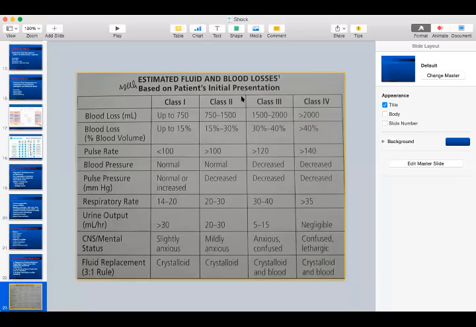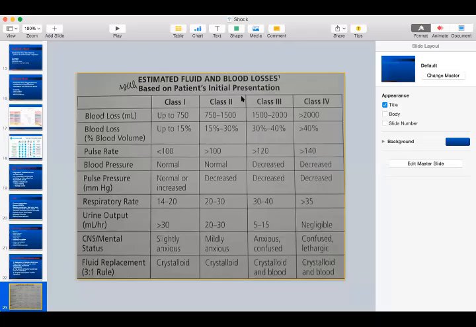Class 2, we're looking at blood loss of around 750 to 1500 ml. The percentage comes out to be around 15 to 30%. The pulse rate is going to be more than 100. Blood pressure will still be normal. Pulse pressure will be decreased. Respiratory rate slightly increased now, 20 to 30. Urine output is decreasing, 20 to 30. CNS: the patient has become mildly anxious, and fluid replacement is still crystalloids.